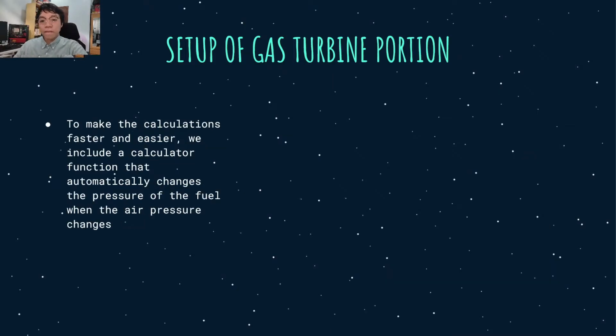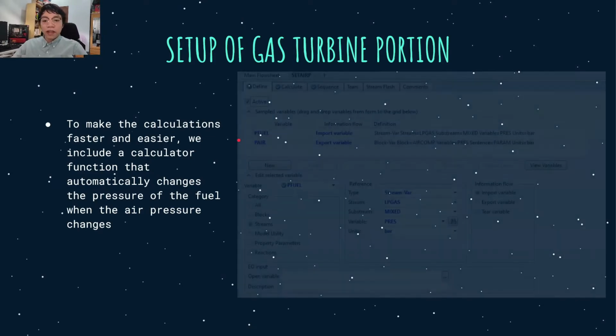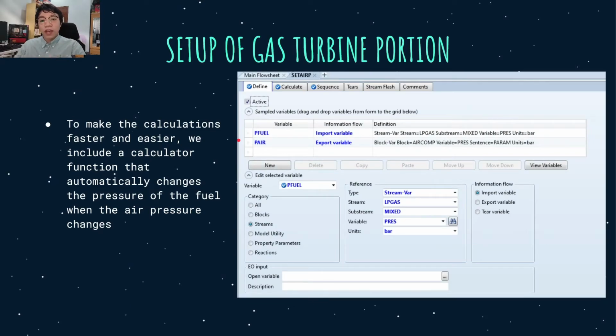So to make our calculations faster and easier, we can include a calculator that automatically changes the pressure of the fuel when the air pressure changes. This makes it easier for us when we're conducting the simulation so that we won't be so overwhelmed by the amount of changes that we have to do into the system. In a way, we automate the simulation part of the system.